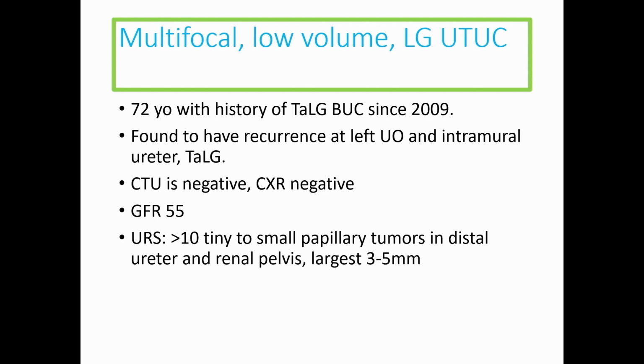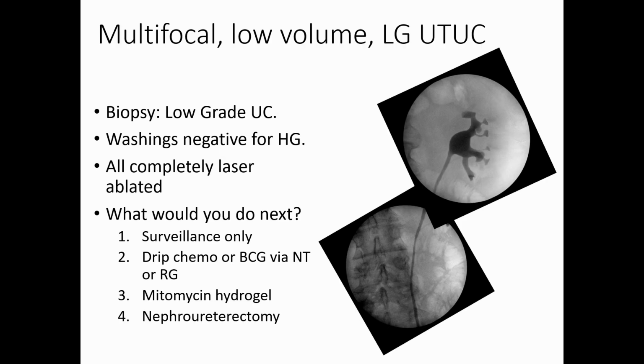Ureteroscopy is performed and shows multiple very small tumors throughout the distal ureter and the renal pelvis. Now, the largest is only about 5 millimeters, but there's many of these. Here's what a retrograde pyelogram looks like. They're so small you can't really see them. Biopsy confirms these are low grade. Washings are negative for high-grade disease. Now, these are all laser ablated at the time of the diagnostic ureteroscopy. And the question is, what would you do next?